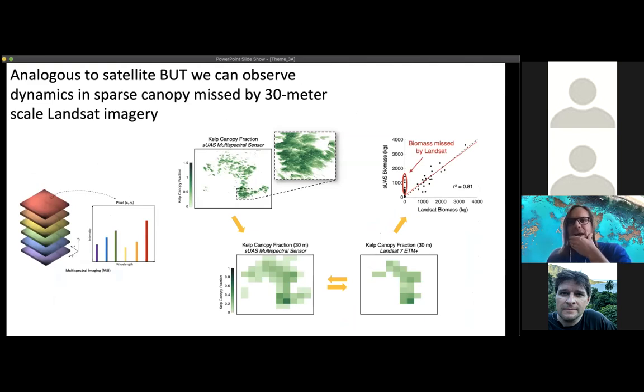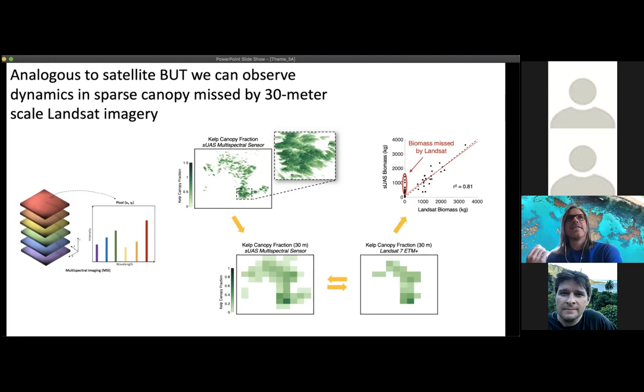And so back in June of 2019, as part of this paper we put together, we flew all three of our drones simultaneous to a Landsat 7 overpass. So we could directly compare the amount of biomass we observed from the multispectral imagery to the amount of biomass we estimated from Landsat. And what is interesting is that while the general patterns of biomass estimated from the two sensors generally agree, there are entire areas where the drone observes kelp canopy, but Landsat doesn't.